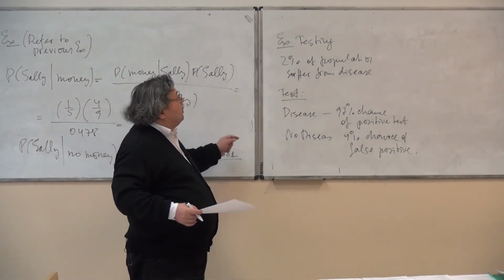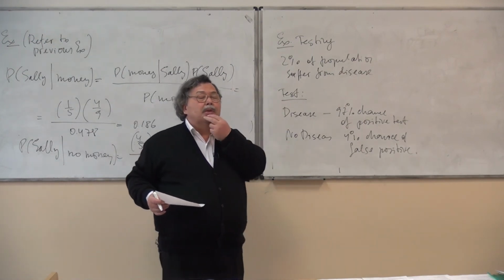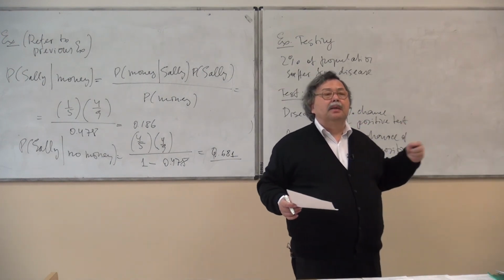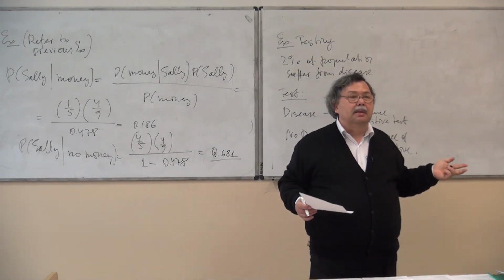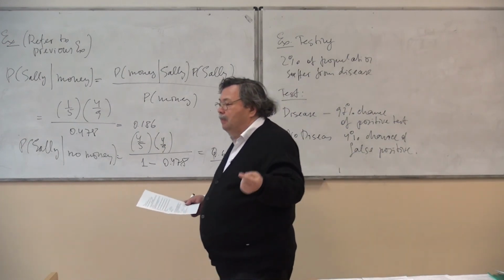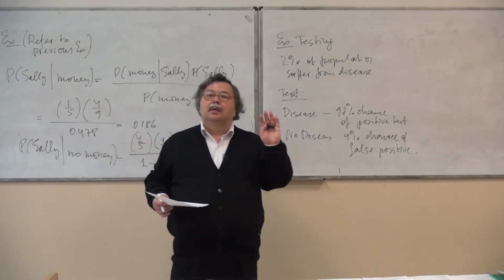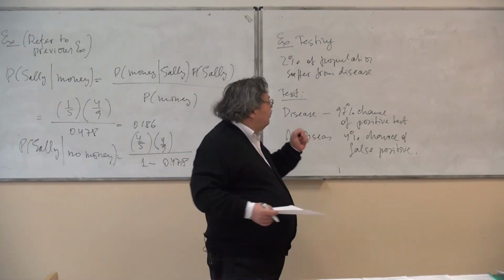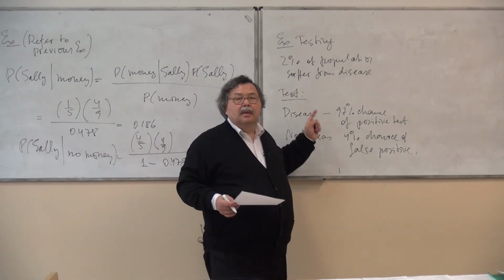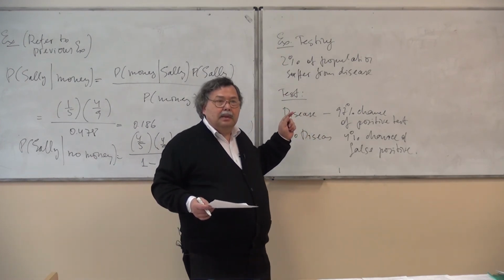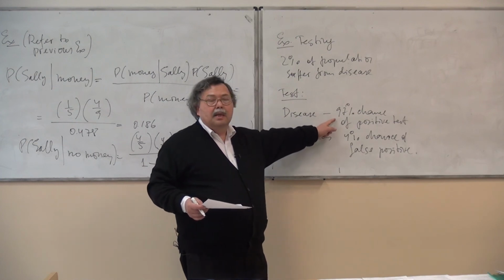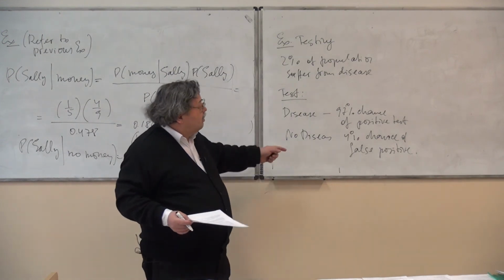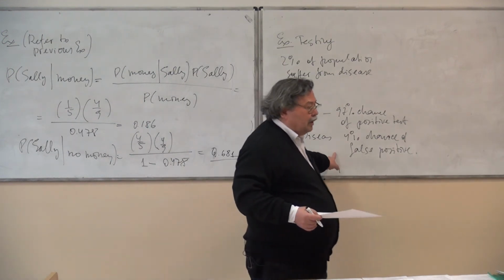Well, any questions about these figures? In the total population, 2% of all the members suffer from this disease, not being aware of it, without any symptoms. We have a test that allows us to detect the presence of this disease to some degree of certainty, to some degree of reliability. If a person has this disease, then we'll have this 97% chance that the test will give a positive result, but there is also a possibility of a false positive result.